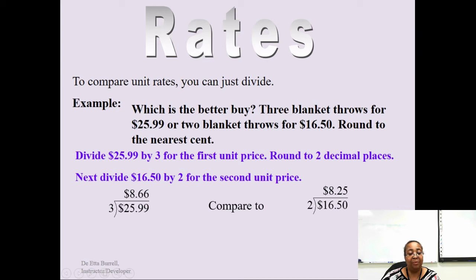So most people would think that having the 3 blankets should be cheaper, but in actuality it is cheaper to buy the 2 blanket packet because those blankets are only $8.25. These blankets are $8.66. So the better buy would be the $8.25 per blanket. Your second choice is the cheaper choice.